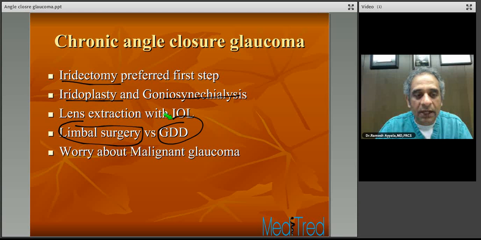But these are the eyes that you have to worry about malignant glaucoma following the glaucoma filtration surgeries. So be aware of malignant glaucoma situation, and it's more likely to happen if you don't take the lens out. We'll have a separate lecture again on these various treatment modalities. But for the purposes of this lecture, know that the first step that the BCSC book describes is iridectomy followed by iridoplasty and goniosynechialysis, and this followed by lens extraction in that order.